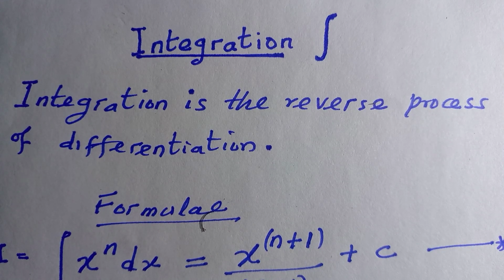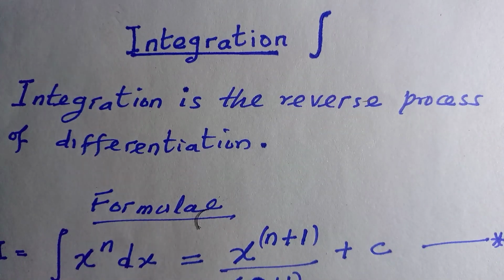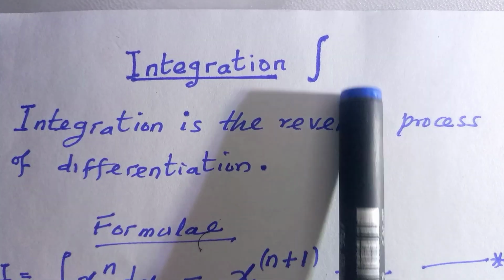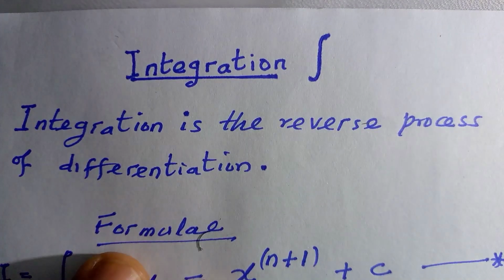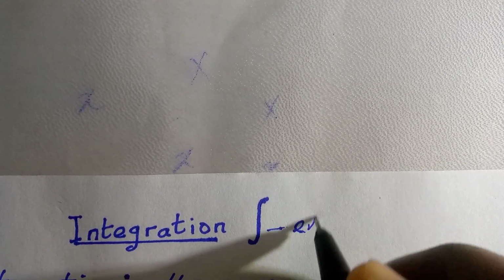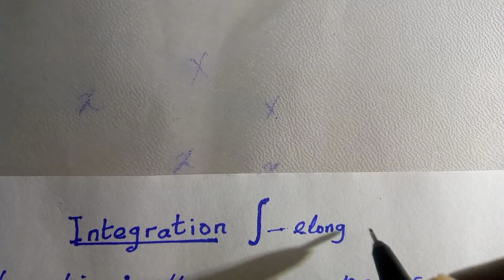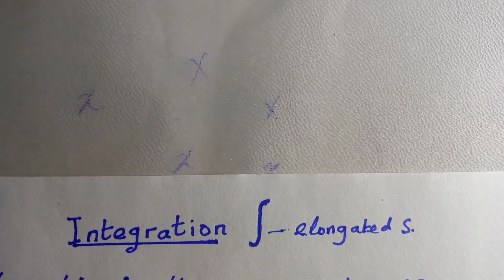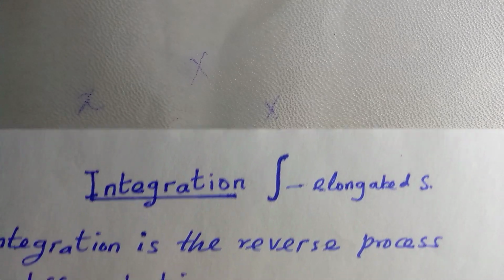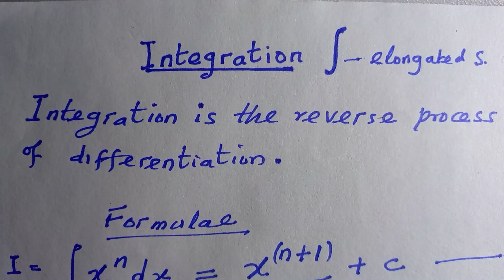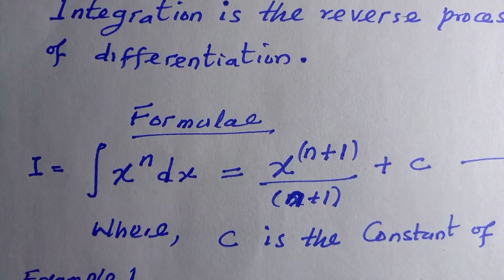So the word integration, with this particular symbol, the integral, which is just like an elongated S. I mean, when you stress the S, suppose you attach a spiral spring and then you stretch it, it looks like the S that you stretched. And what does it mean? Integration is the reverse process of differentiation.